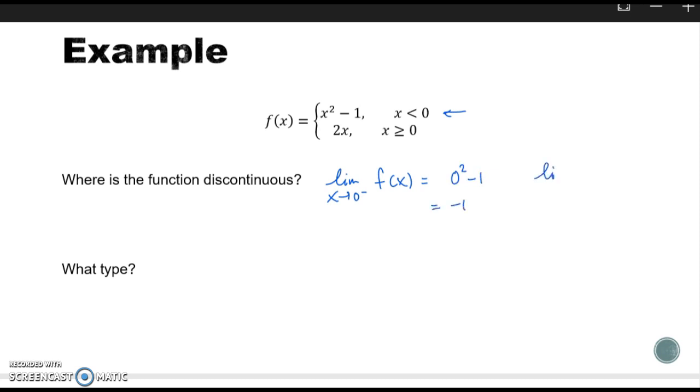And then I'd want to take the limit as x approaches 0 from the positive direction. And so I'd use the bottom part of the definition, and so that would be 2x, or 2 times 0, which would be 0. Since those 2 limits don't match, that's called a jump discontinuity. So we have a jump discontinuity at x equals 0.